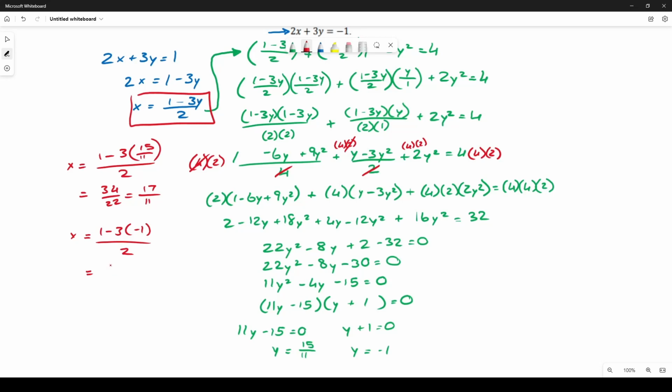I say that, what's that? 2, 2, 2, 4, 2, 2, 2. So then your 2 points of intersection would be 17 over 11, 15 over 11, and 2 and minus 1. Because don't forget, the x always has to come first in those. That's the entirety of that question done.